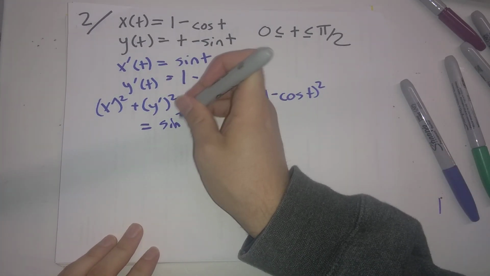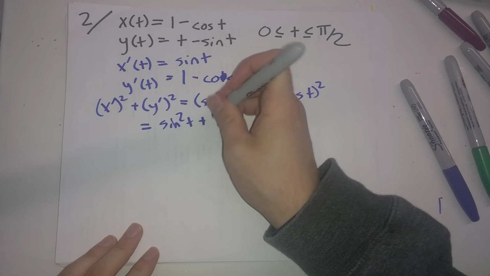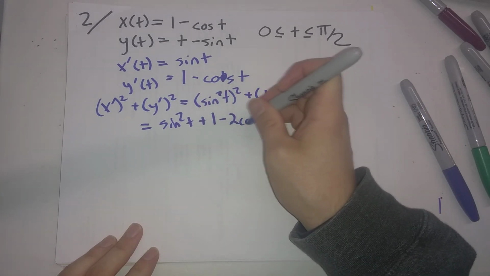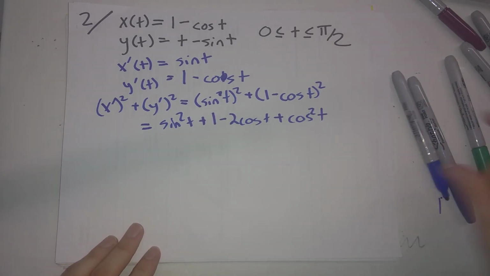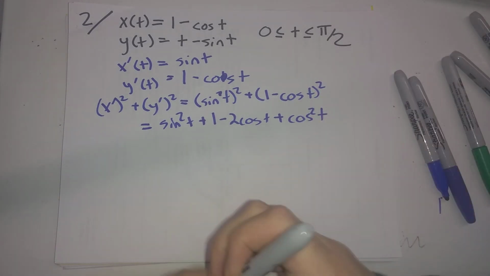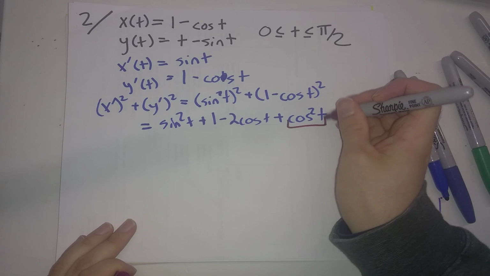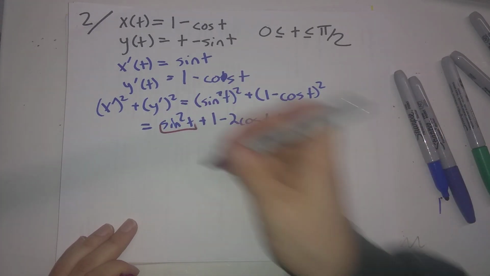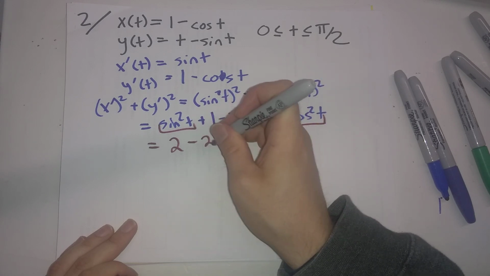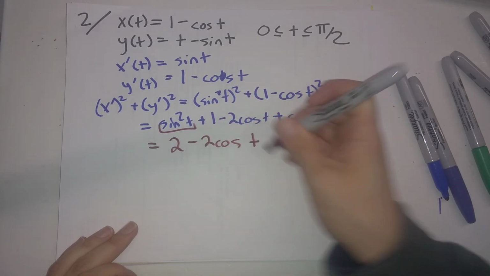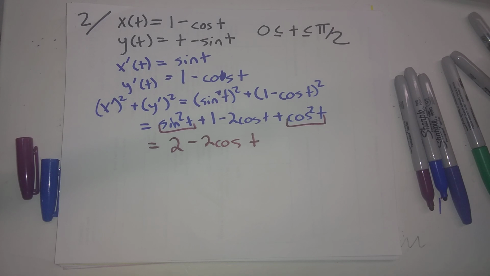And so we end up with sine squared t plus 1 minus 2 cosine t plus cosine squared t. And how does this simplify? Cosine squared t plus sine squared t is 1. So 1 plus 1 is 2 minus 2 cosine of t.